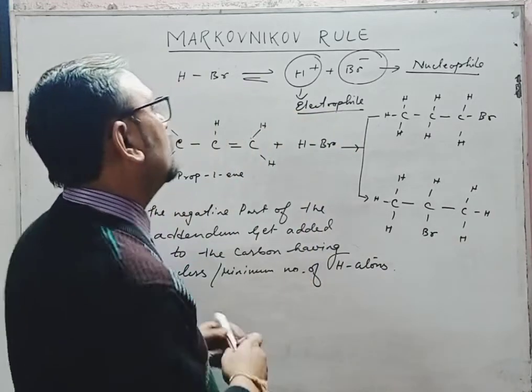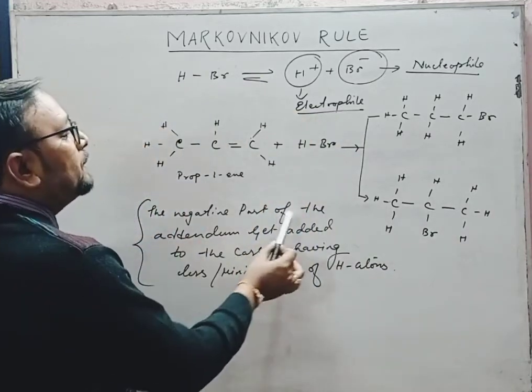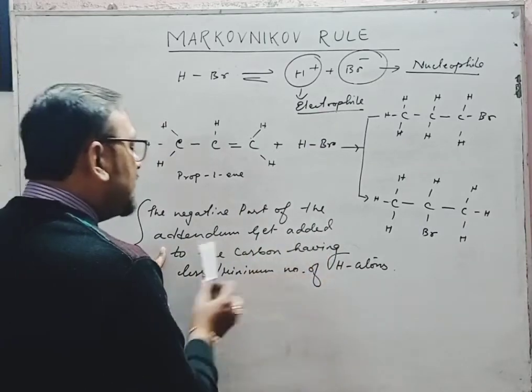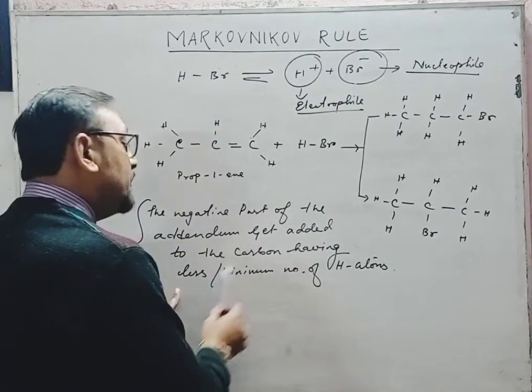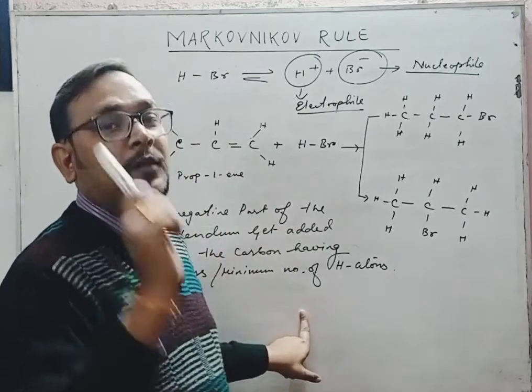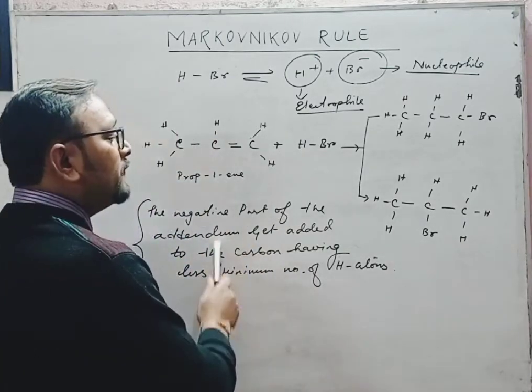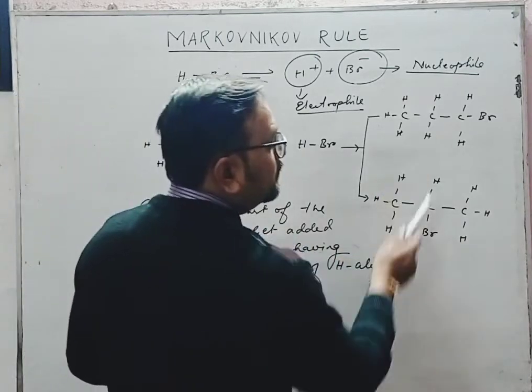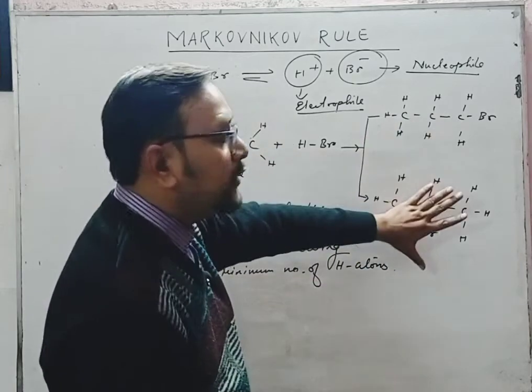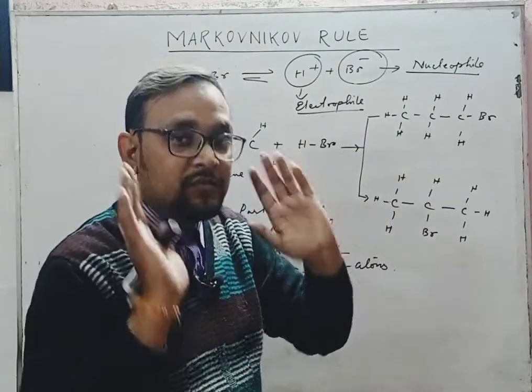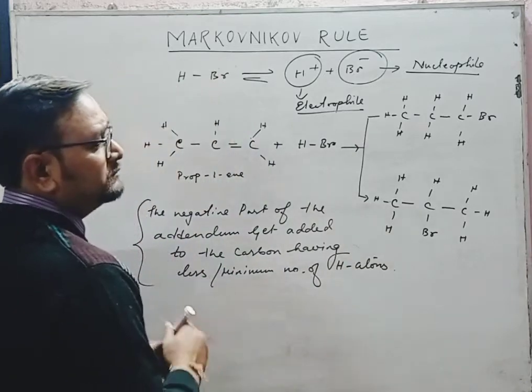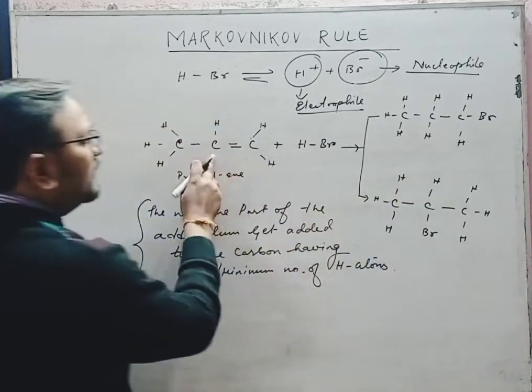Now what does this rule say? This says the negative part of the addendum gets added to that carbon having less or minimum number of hydrogen. So if I follow this rule, then among these, which product should be maximum stable, right? You see here, look at here again.